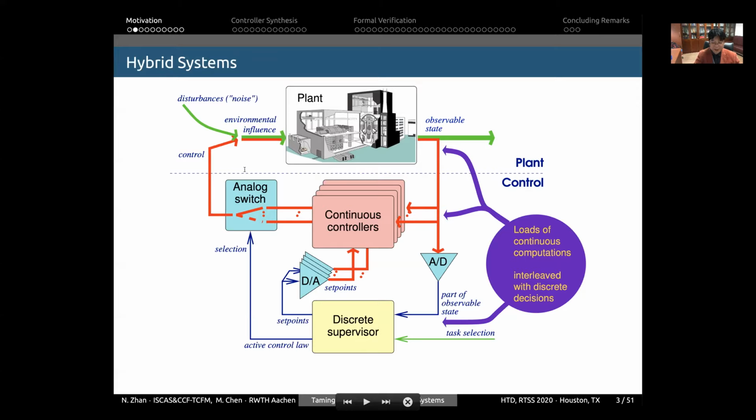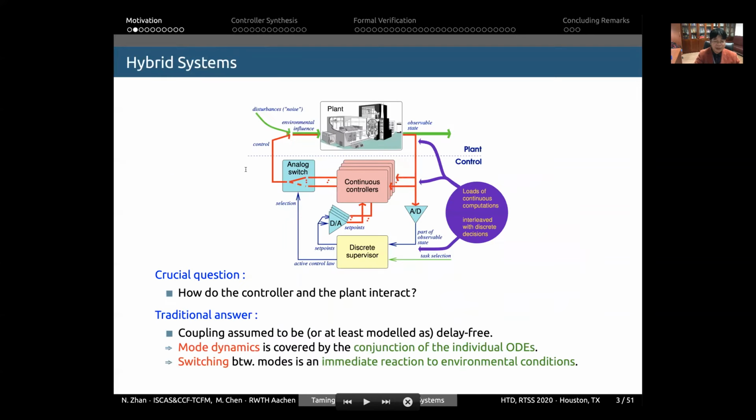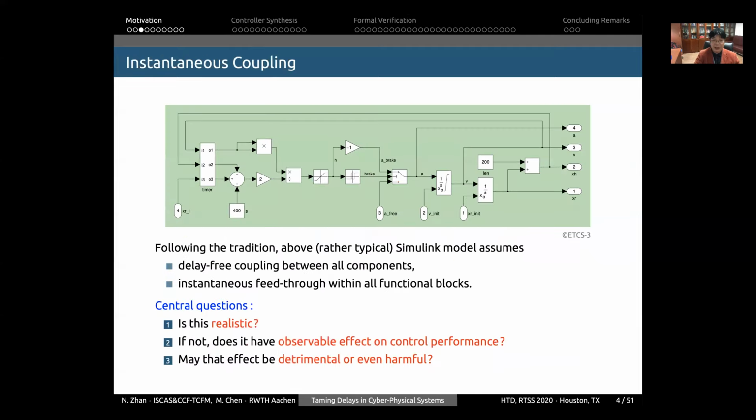architecture of hybrid systems. Here, the crucial question is, how do the controller and the plant interact? Traditional answer to the question is that coupling is assumed to be delay-free. Delay-free means that model dynamics is covered by the conjunction of the individual ordinary differential equations. The switching between the modes is an immediate reaction to environmental conditions. Here we consider an example.